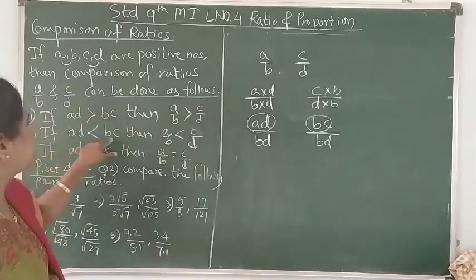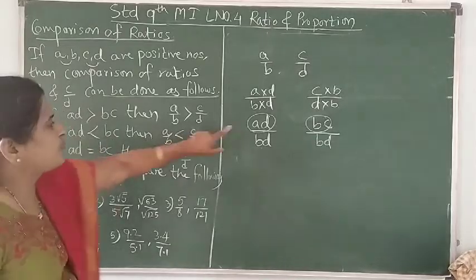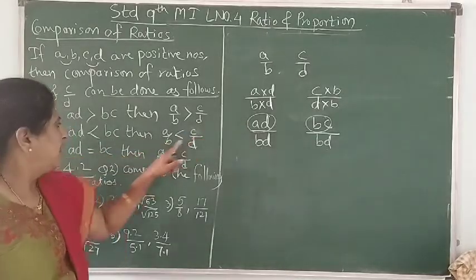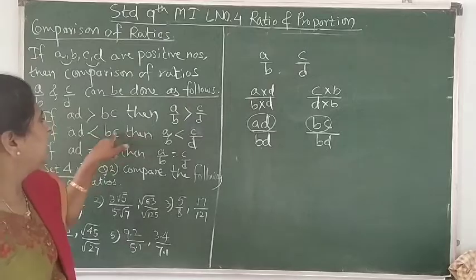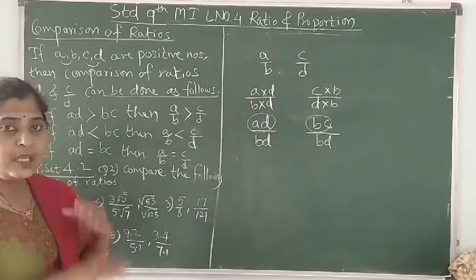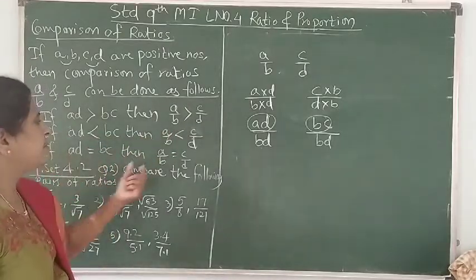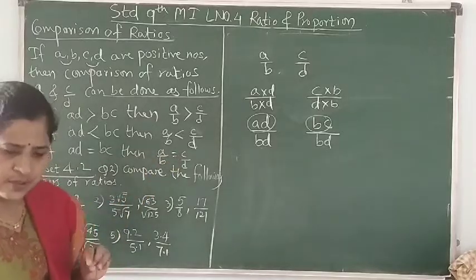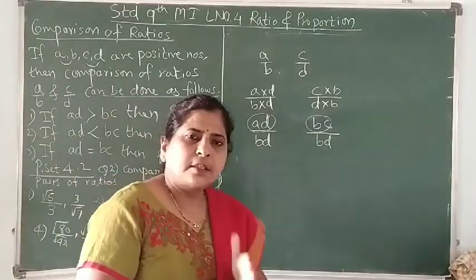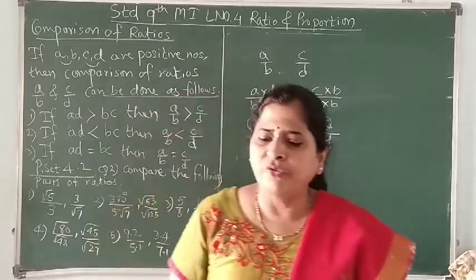What if AD is smaller than BC? If the first product AD is smaller than the second, then the first ratio is smaller. And if both products are the same, then both ratios are also the same. So this is what we have to do for comparison of ratios.